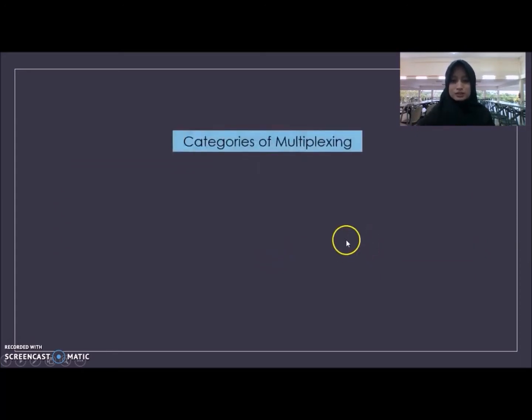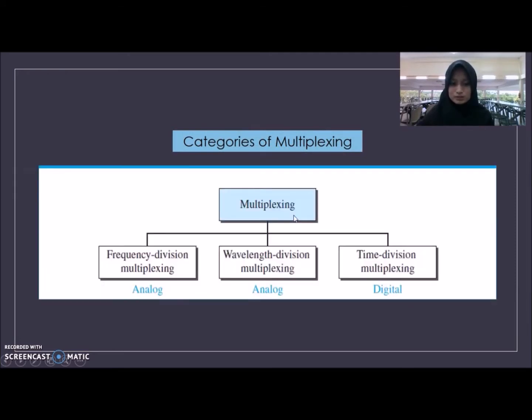So, these are the categories of multiplexing. Basically, there are three basic multiplexing techniques: frequency division multiplexing, wavelength division multiplexing, and time division multiplexing. The first two are designed for analog signals, and the last one is for digital signals.